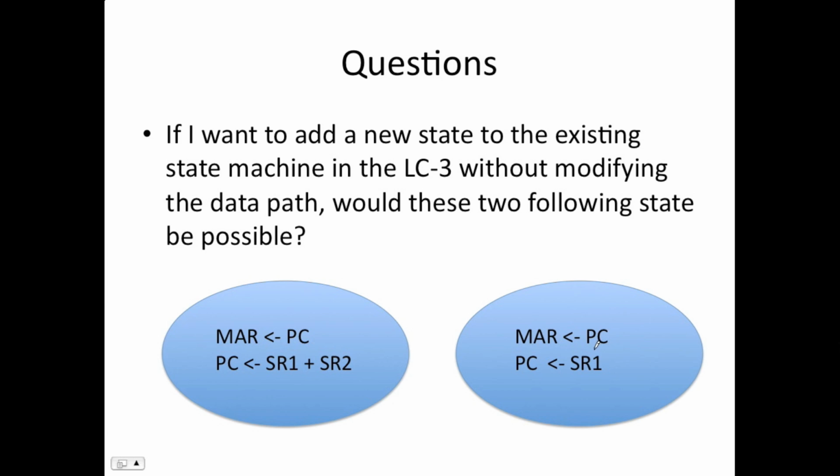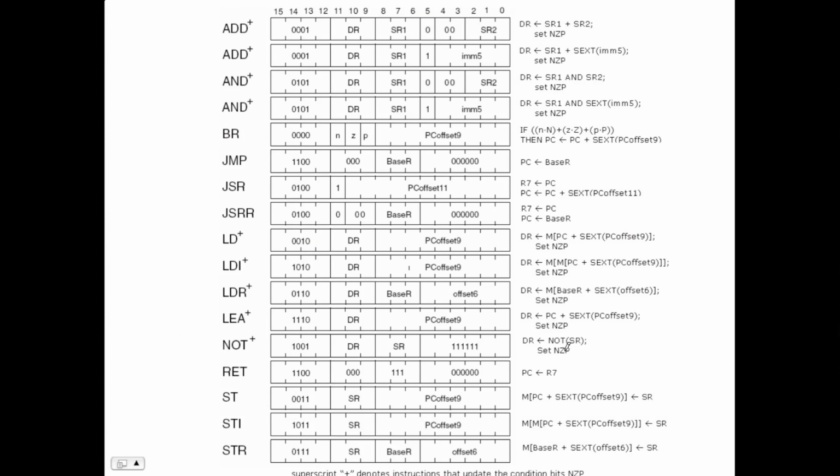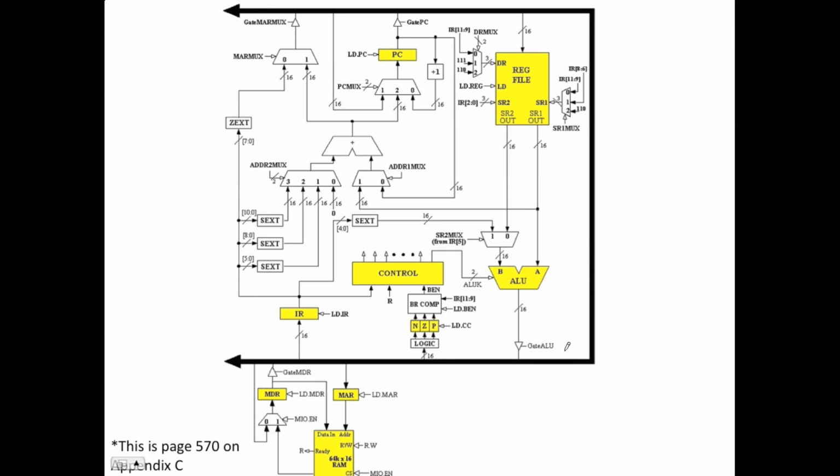Let's try the second case. We are storing PC into MAR and SR1 to PC. Let's go back to the data path. For the first step, PC is going to MAR like last time. PC is here, MAR is here. PC goes to MAR using this route. This gate is open, this load is open.